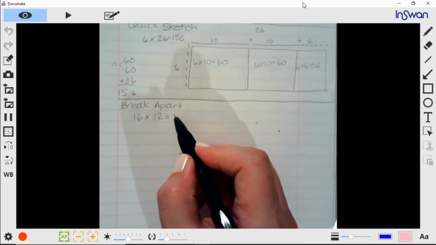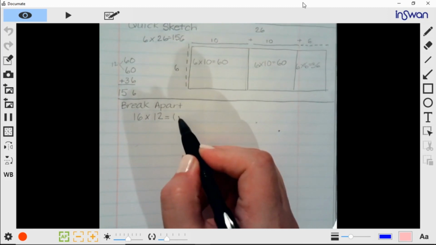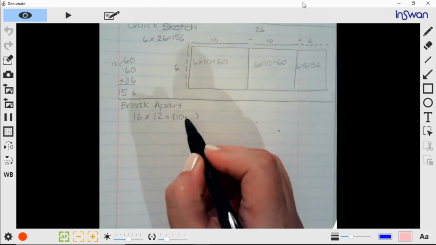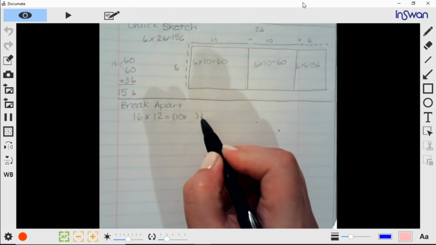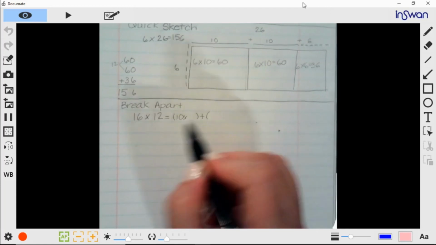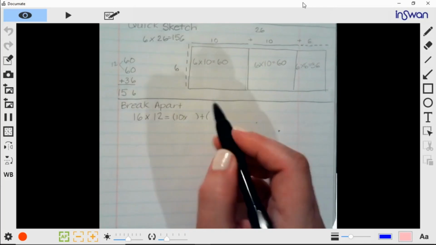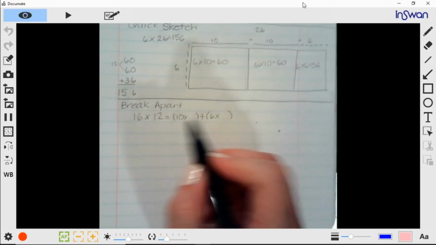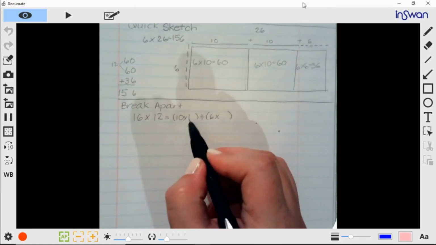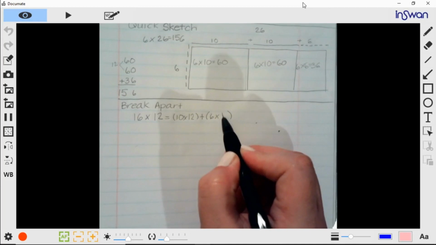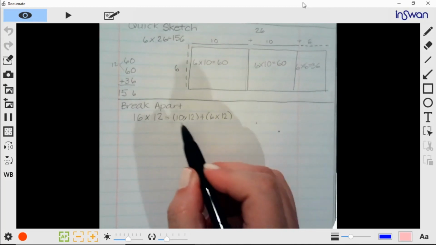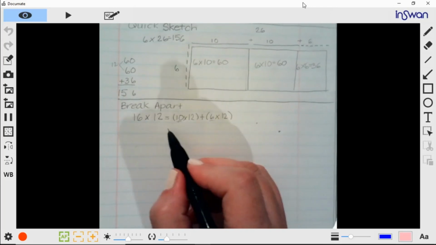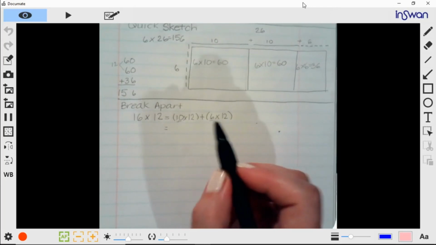So I'm going to break the 16 into 10 plus, what would 10 plus what would give us 16? Be 6. And I'm going to leave the 12 alone. So here comes the 12. So 10 and 6 came from our 16. All right, put the equal sign below and let's simplify.